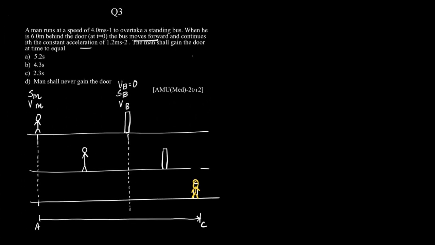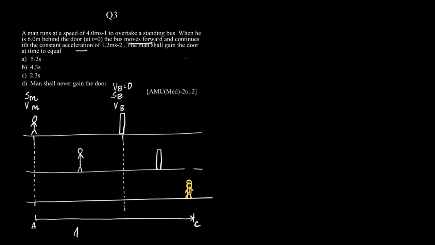So AC is the distance traveled by the man, right? I'll explain it once again. The man was initially here. He traveled this long to overtake the bus or to reach the bus. So this much distance is AC. And what does AC represent? AC represents nothing but the distance moved by the man, which I have denoted here as SM.